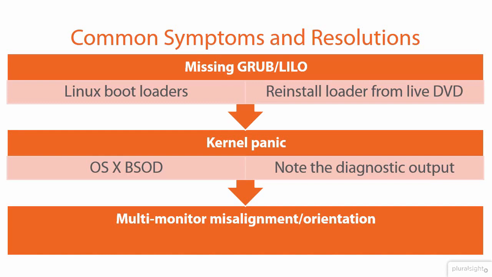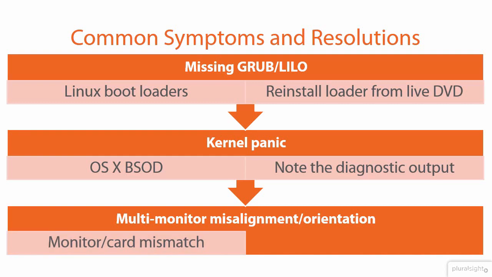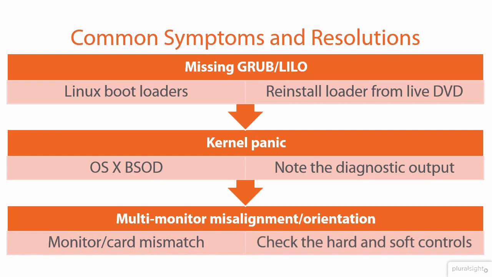Finally, multi-monitor misalignment orientation. So you have a user with multiple monitors and they're all discombobulated. They have warped screen on one screen and half a screen on the other. You want to make sure that the monitor, the video card, and the device driver are all in synchrony. You also want to check the software on the monitor itself. Remember, the monitor likely has its own user interface and its own settings, as well as the driver controls, the software controls.